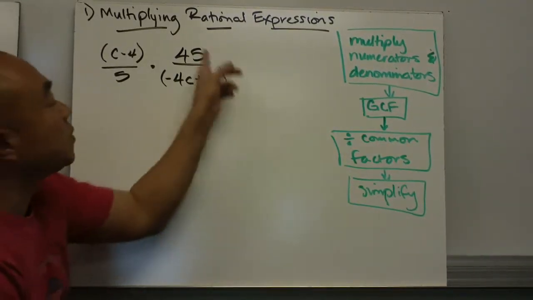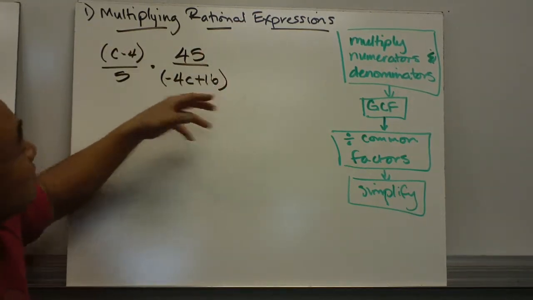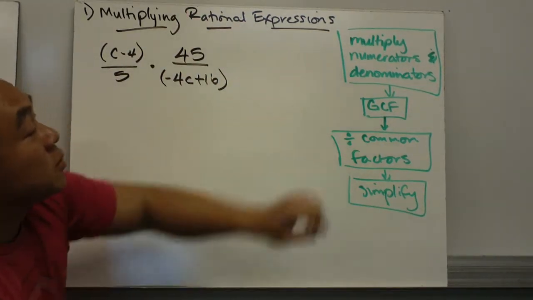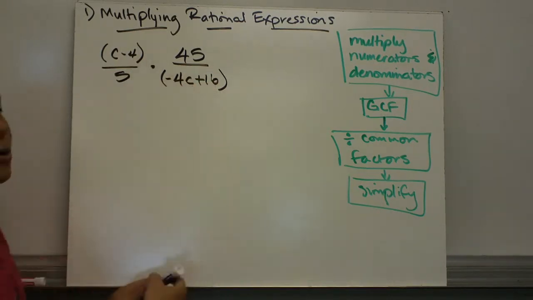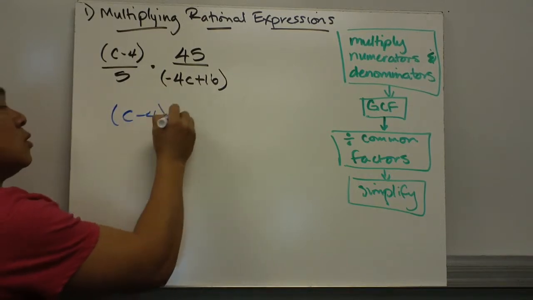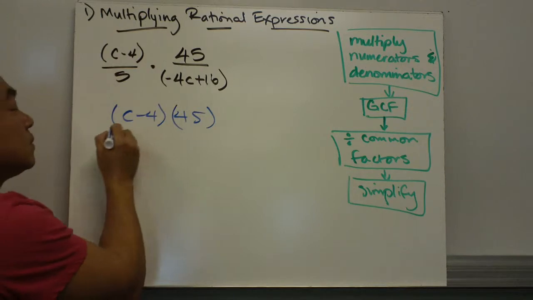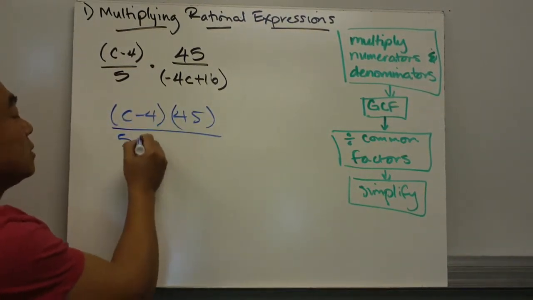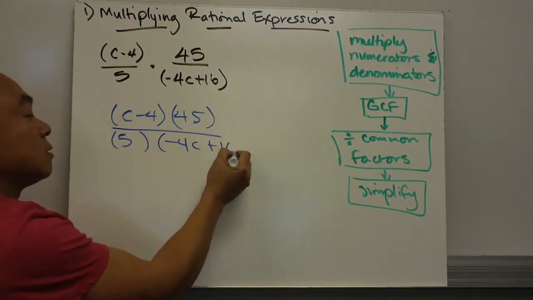Alright, so let's go ahead and start off with one that looks like this. So here we're multiplying two rational expressions. And again, they look like fractions, just that now you have little letters and the algebra that goes with it. So the first thing we're going to do is multiply numerators and denominators. So all we're going to do here is just put them together. I'm not going to change anything. I'm not going to distribute. I'm just going to do that. So I just took this times this. And then here I'm going to do 5 times negative 4c plus 16.